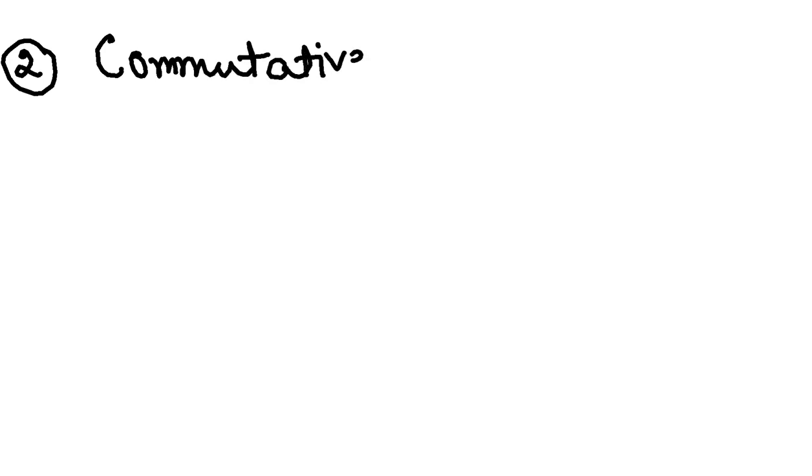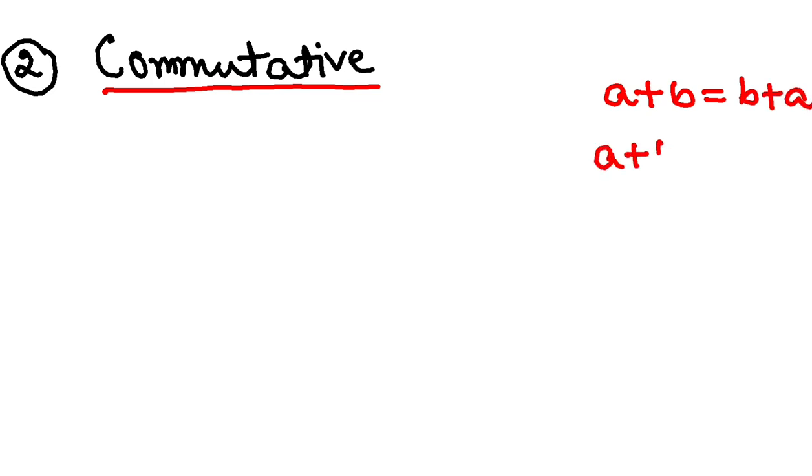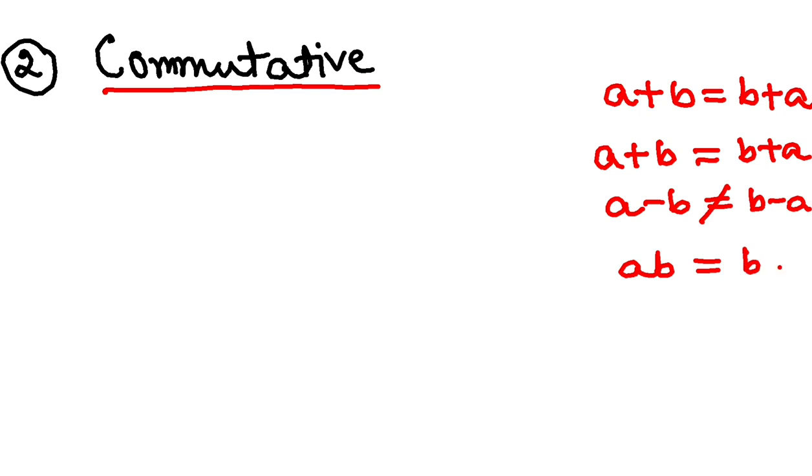Now what does property 2 say? Property 2 is related to the commutative property. So what have we been learning till now? a plus b is always b plus a. It will be repetition. a minus b is not always b minus a. a into b is always b into a. In case of addition, subtraction and multiplication we have discussed.